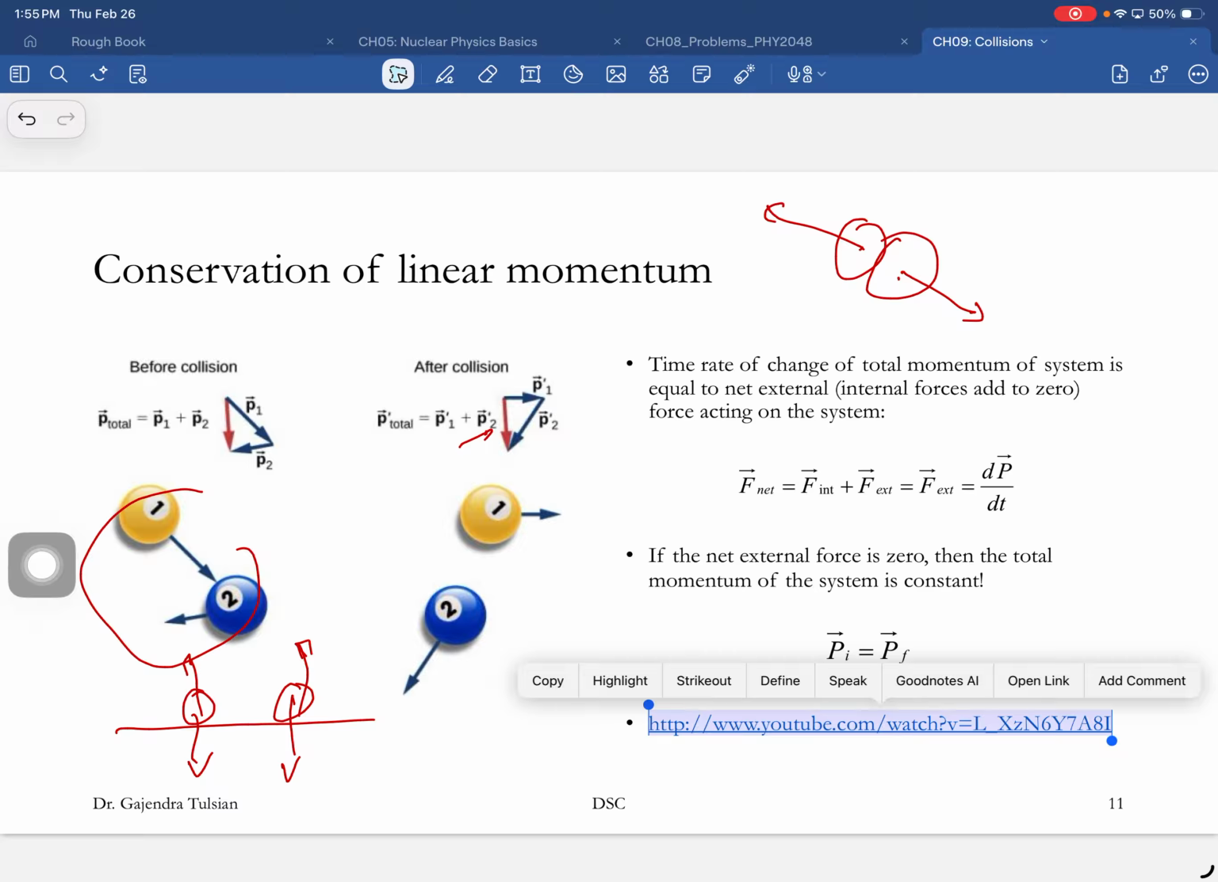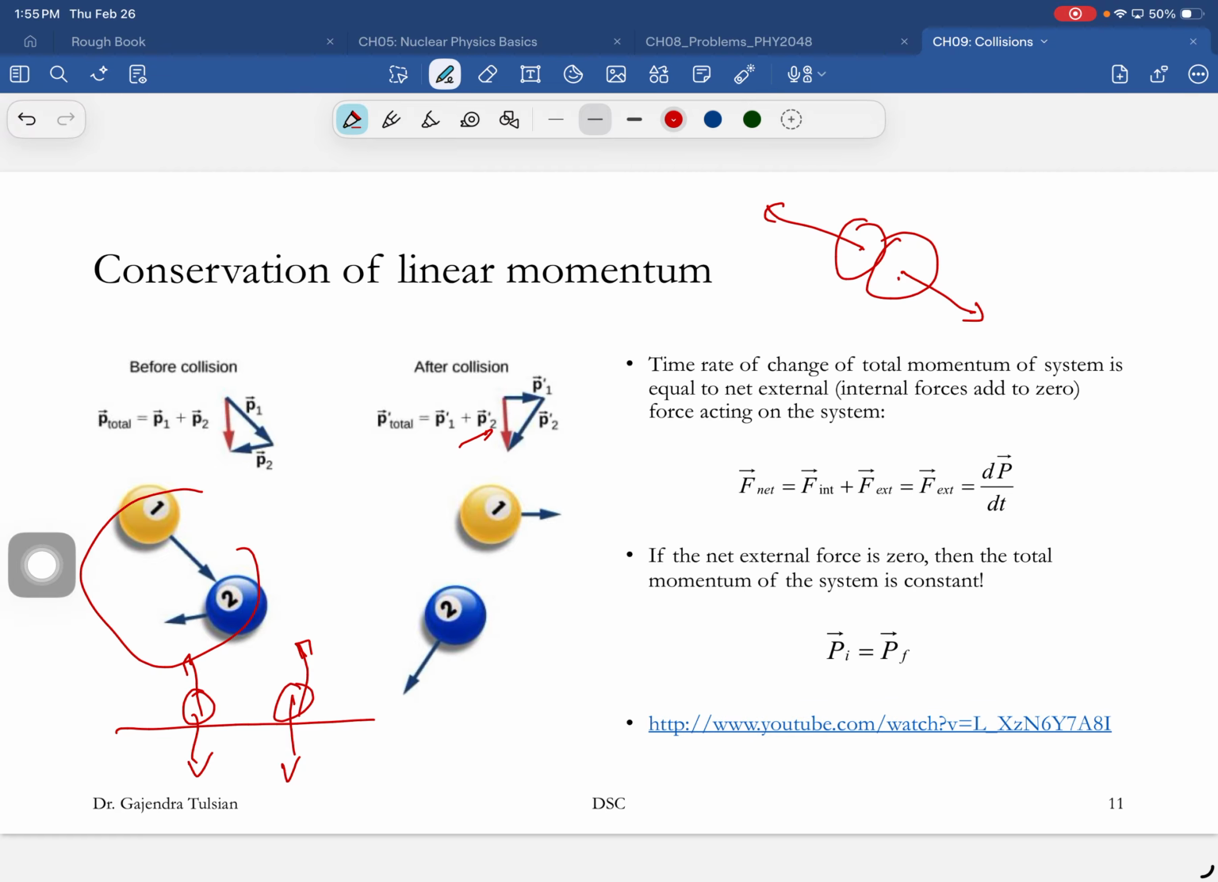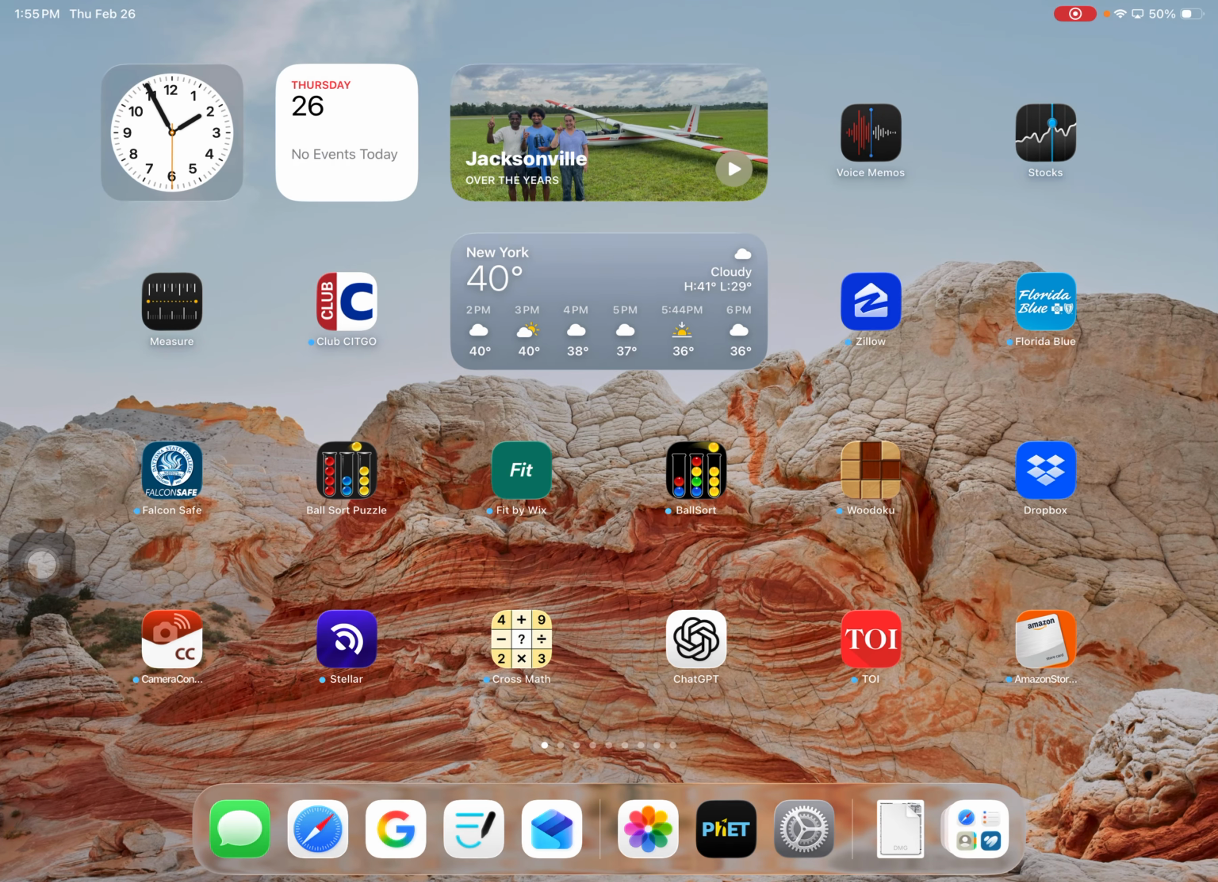So what you're referring to, we'll talk about this. That's an elastic collision. In an elastic collision, kinetic energy is conserved. And if you throw two pizza balls at each other, the momentum still would be conserved. Kinetic energy is not conserved. So here's an interesting video, hopefully.